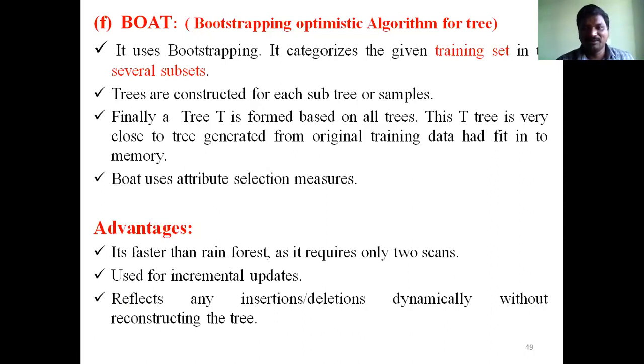The bootstrapped optimistic algorithm for tree construction uses attribute selection methods. Here, three methods are there: information gain, gain ratio, and so on. It will use some of these methods. The advantage is that it is faster than RainForest. It uses incremental updates to reflect any insertions or deletions. These are different examples.